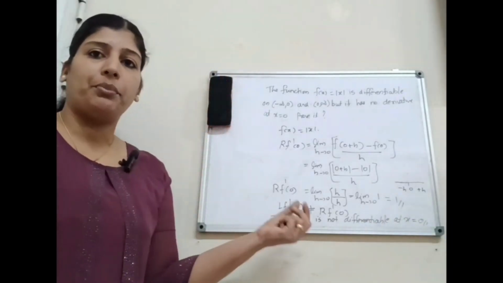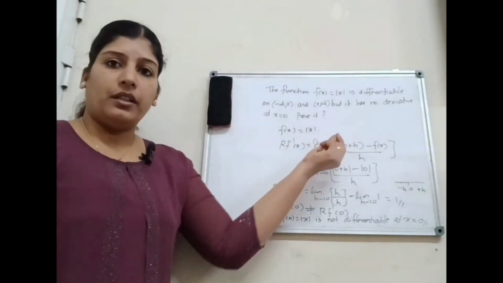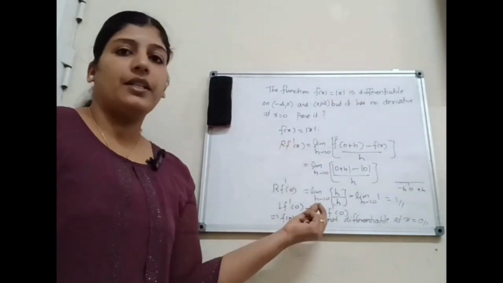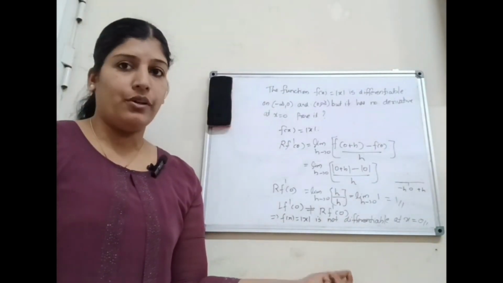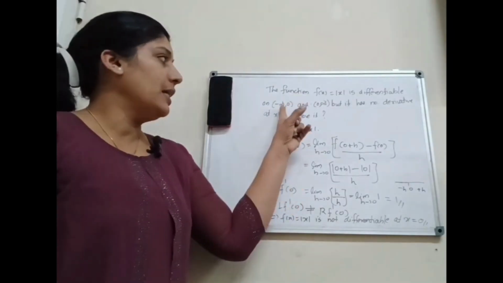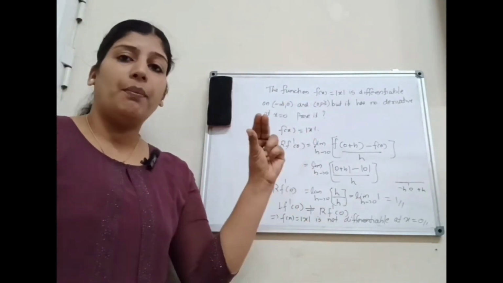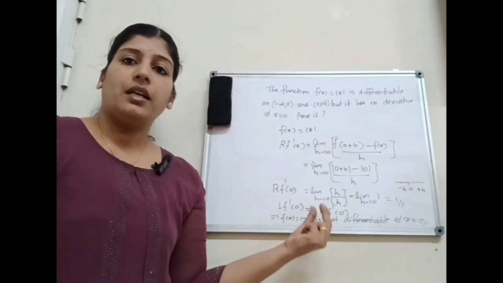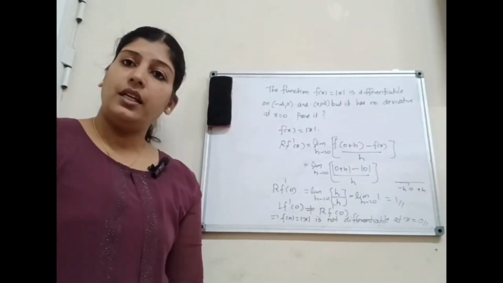That means at a particular point, at x equal to 0, the function is differentiable or not. Now here, it is not differentiable because the left hand derivative is not equal to the right hand derivative. Therefore, the function is not differentiable at x equal to 0. But the function is differentiable on the intervals minus infinity to 0 and 0 to infinity. But it is not differentiable at the particular point x equal to 0, because the left hand derivative and the right hand derivative are not equal. Therefore, the function is not differentiable.